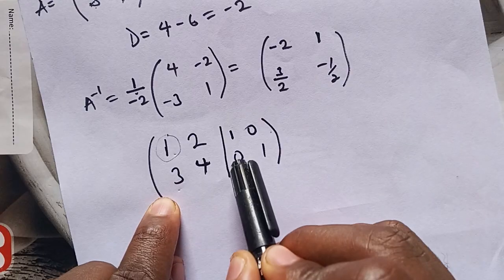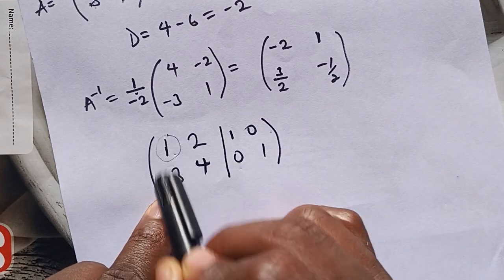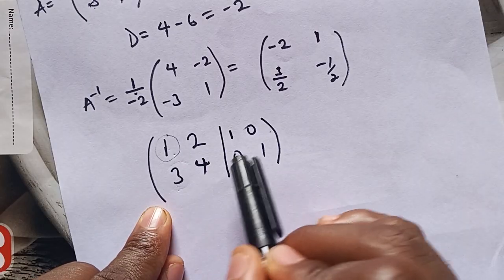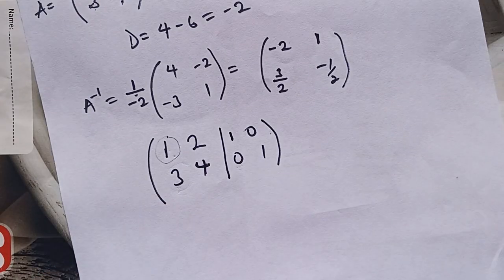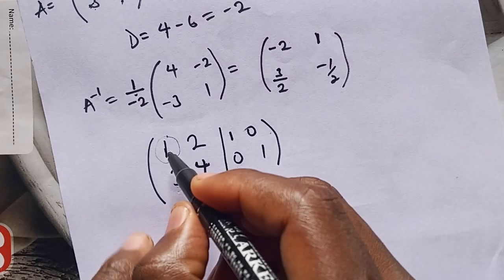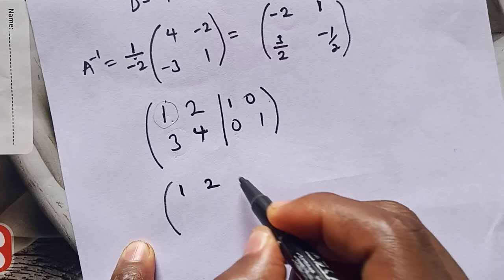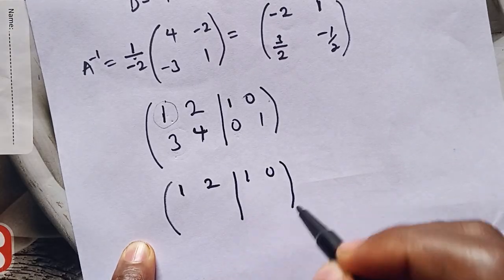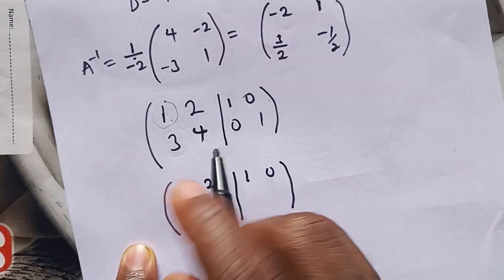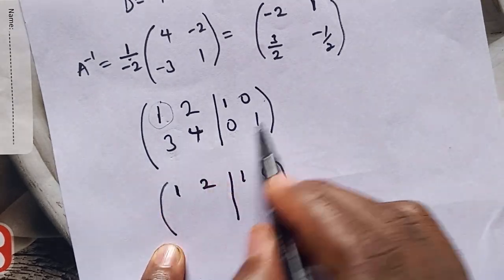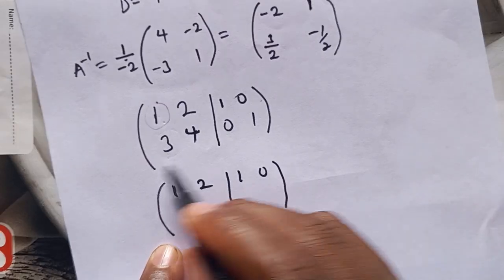So I'm going to take 1 as my leading variable, and I'm going to make this one 0, so that it will look like the identity. Since this is my leading variable, I'm going to rewrite this again as 1, 2, 1, 0. The reason I'm writing only this is because I want to solve for new values for the second row.